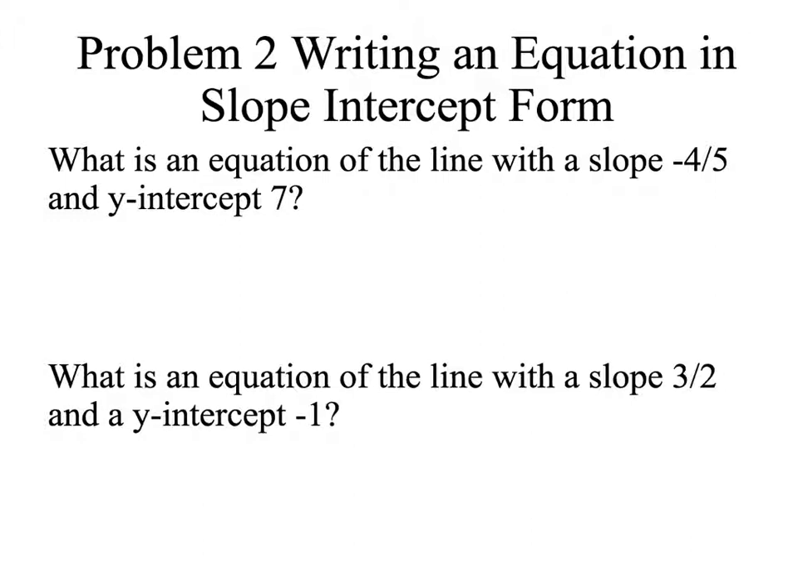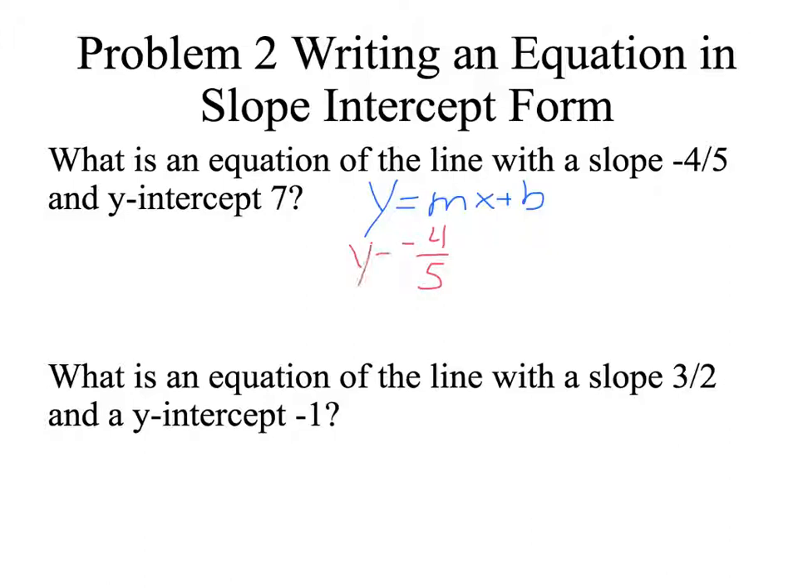Okay, problem 2 is writing an equation in slope-intercept form when they give you the information. So anytime I see, what is an equation of a line with a slope of negative 4 over 5 and a y-intercept of 7, we're going to learn different formulas. So eventually they'll have to be more specific, but they'll say write it in slope-intercept form. So I always write down y equals mx plus b, so I know what the form is supposed to look like. So this one, if the slope is negative 4 over 5, that's going to go in for m.